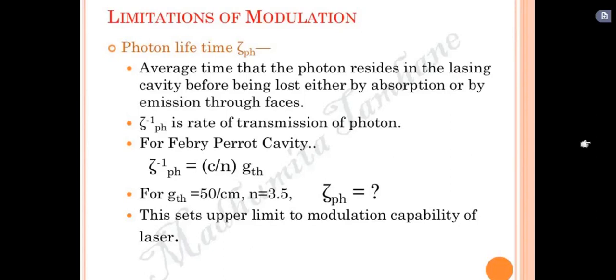Tau PH is the average time that the photon resides in the lasing cavity before it is lost either by absorption or by emission through different phases. It is nothing but the inverse of the rate. Rate is nothing but frequency. Now students, what is the frequency? 1 by T. So 1 by T I am writing as tau PH. T inverse of PH, that I am writing as the rate of transmission of photon.